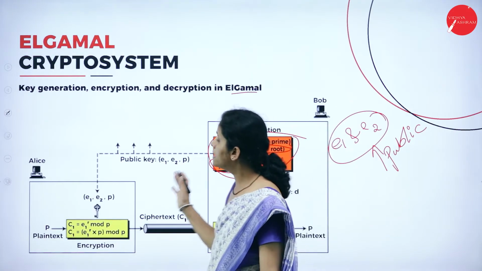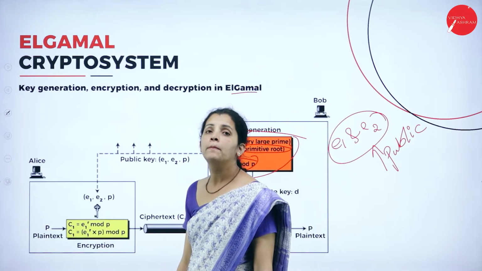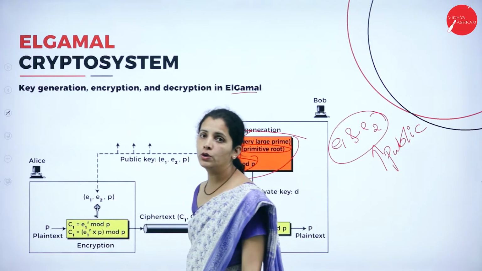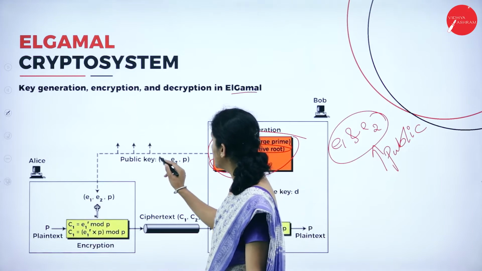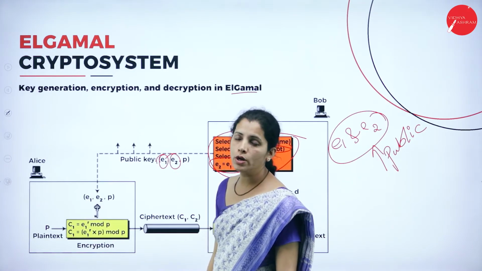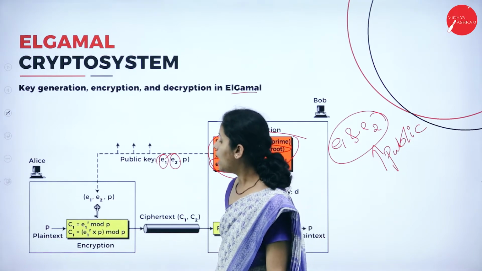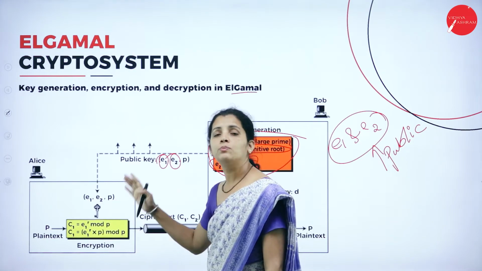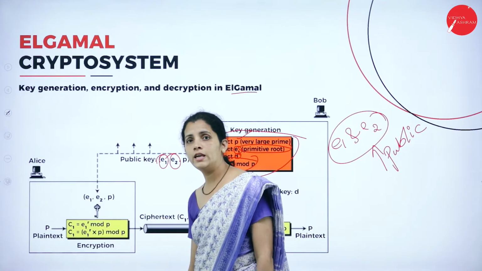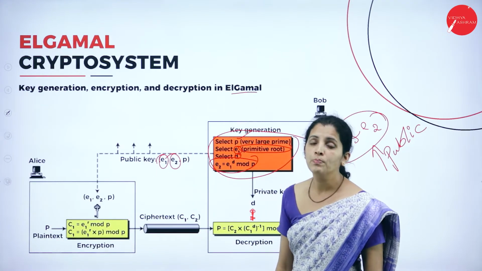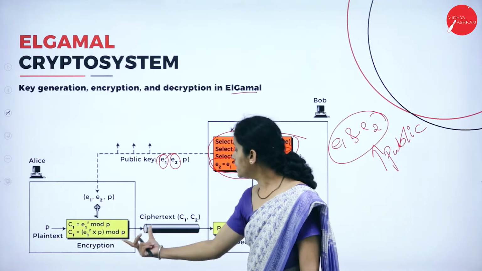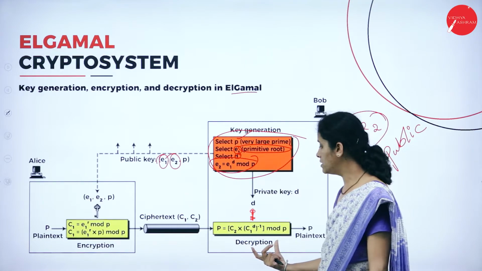Now this public key is used by many users. At the same time, Alice is going to use the public keys E1 and E2. Now Alice is going to have the plain text and she is going to perform the encryption algorithm with the help of E1 and E2. After performing the encryption algorithm, the ciphertext is sent to the receiver.